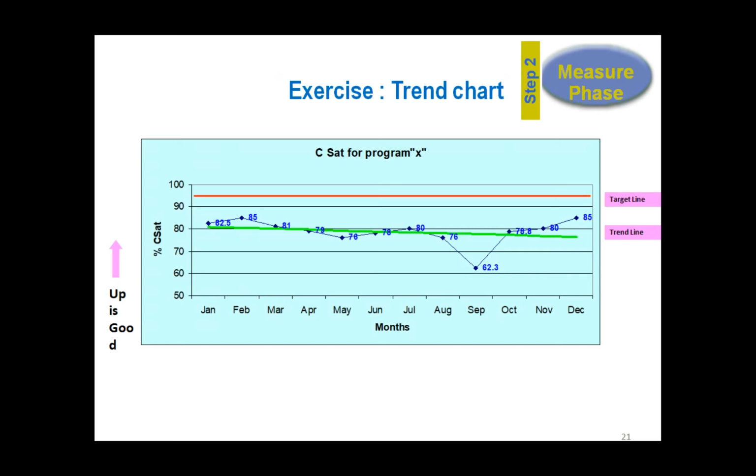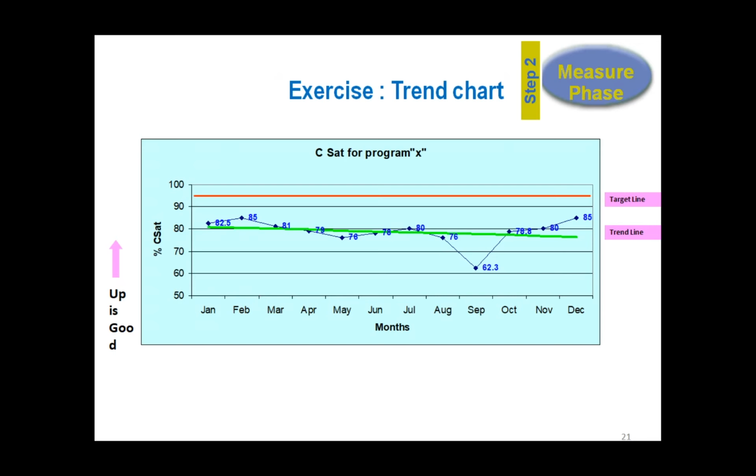So this is just an example of the trend chart that is for a CSAT for a particular program, plotted for time period January to December. As you see on the x-axis, you have time ordered data, right? And on the y-axis, we have the CSAT percentage, the customer satisfaction, which is being plotted here.